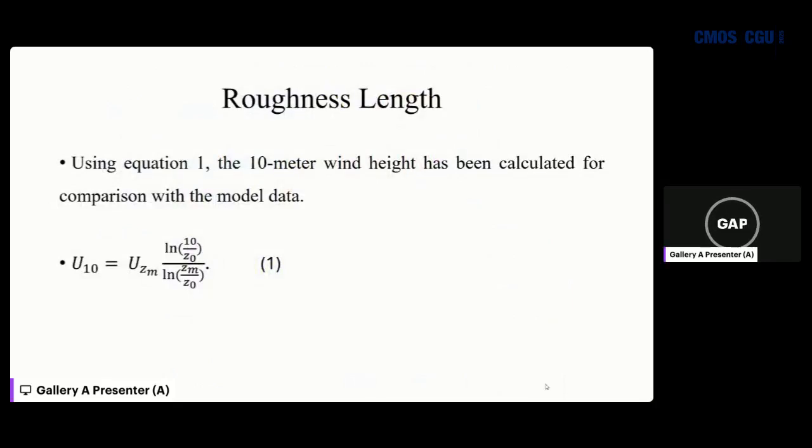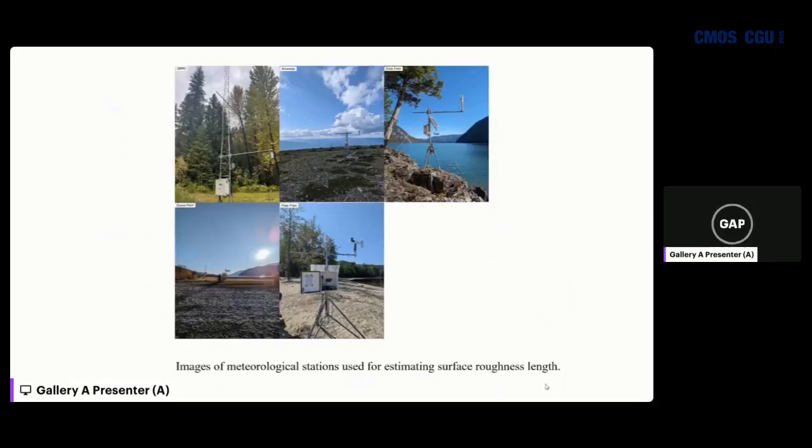We have different automatic weather stations around Quesnel Lake, but we should consider the wind at a height of 10 meters. The stations were positioned at less than 10 meters. We use the logarithmic equation to convert the wind to 10 meters, but we should have an accurate value of the roughness length, Z0.